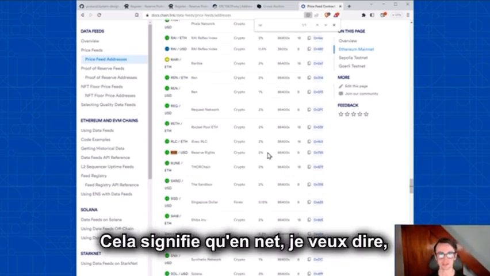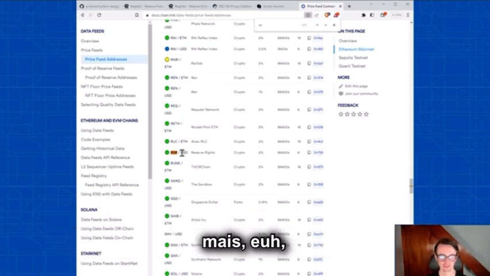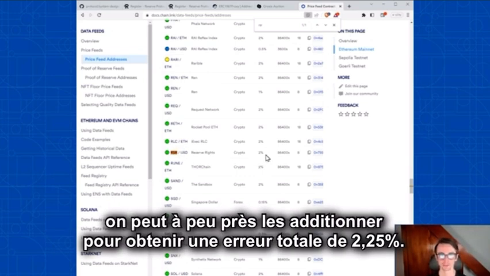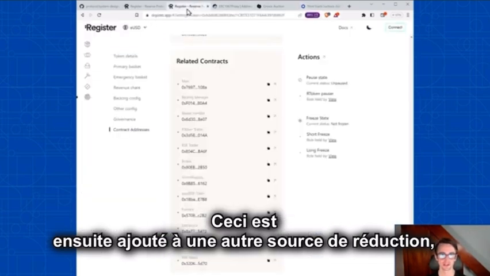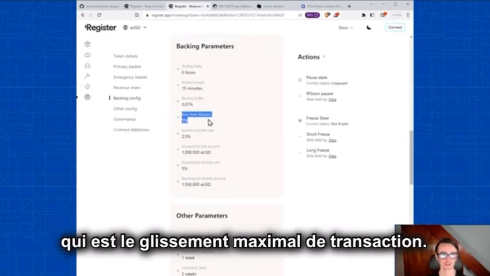This means that in net, these don't add directly. Technically, they multiply in a way where they exacerbate each other, but you can roughly add them together to get a total error of 2.25%. This is then added to one more source of discount, which is the max trade slippage.